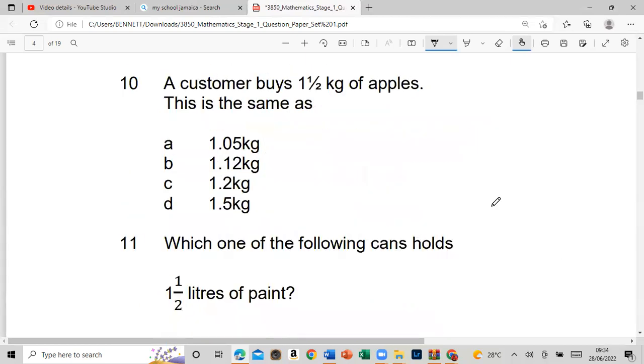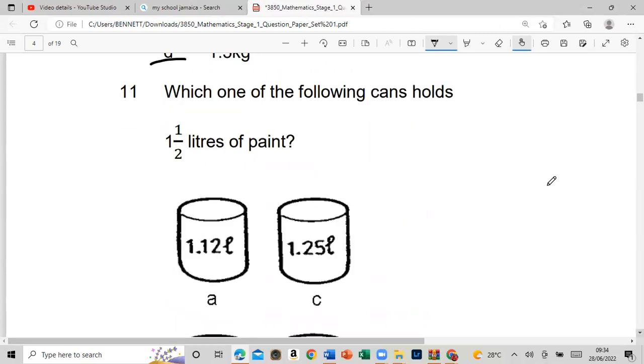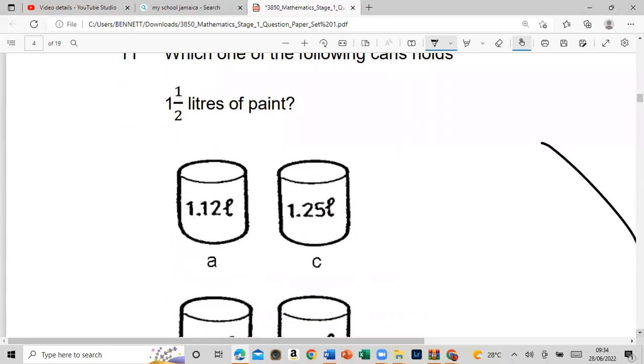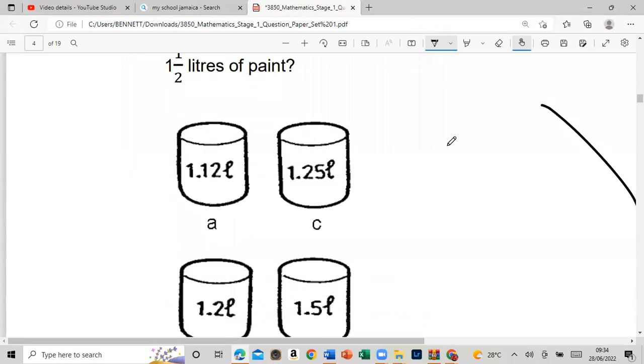Number 10. A customer buys 1.5 kilograms of apples. What is the same as that? A half is the same thing as 0.5, so that would be... We need to change it. 1.5 liters of paint is the same as 1.5, so that's a half, right? So that would be D.